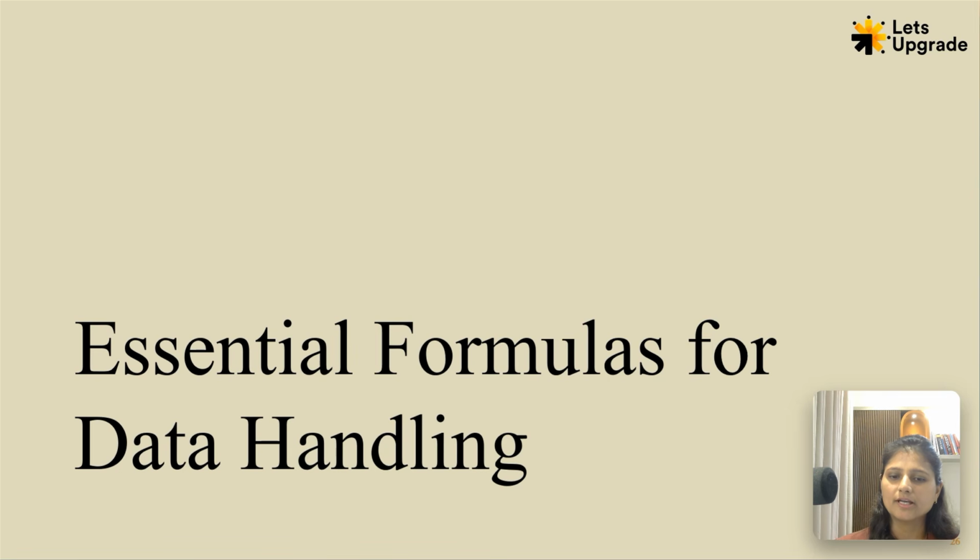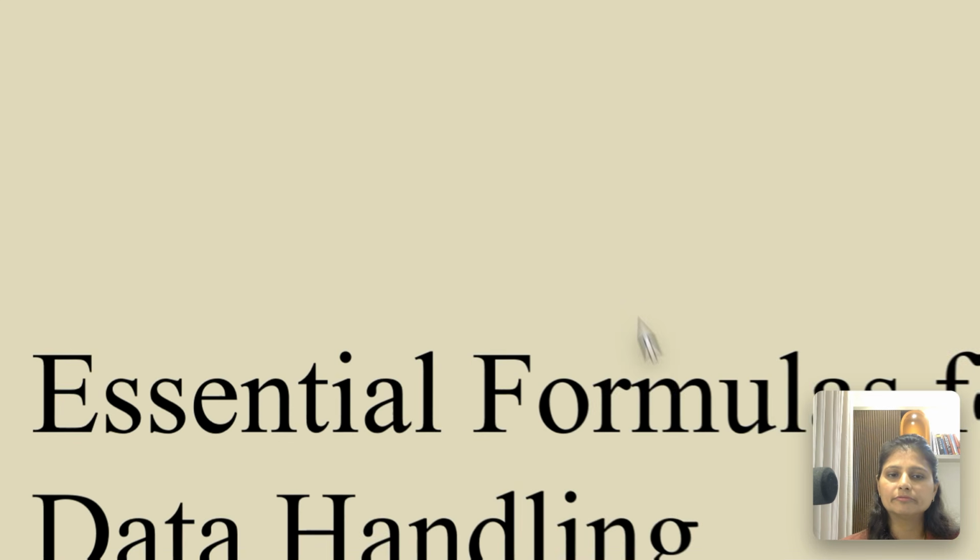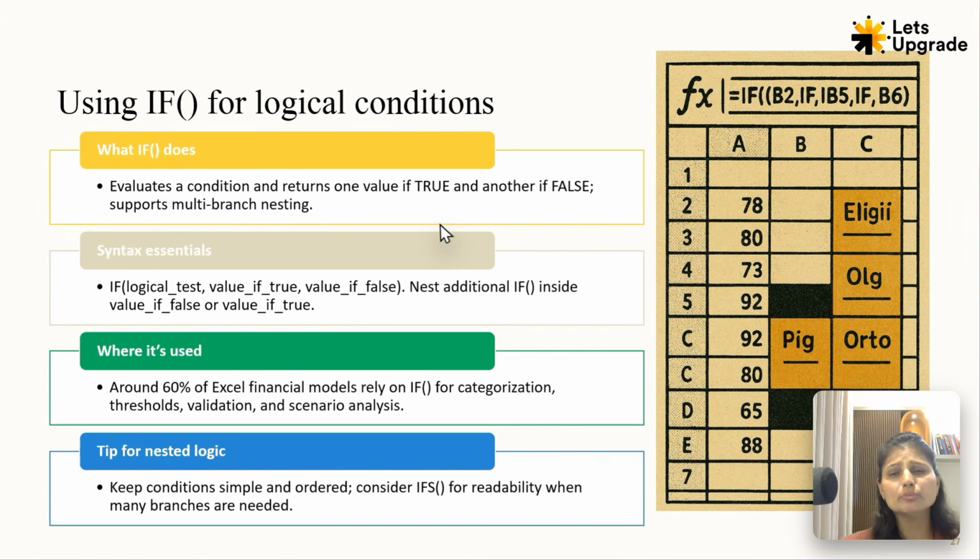Time to move to the next topic, and here we are going to explore the essential formulas which are very helpful when you want to handle a large volume of data. The first one we'll explore is the IF function, which is generally used for logical conditioning. You can evaluate a particular condition and it will return the true part if the condition is okay and the false part if the condition is not okay. You can even support multiple branches by nesting your formulas with each other. It needs just three arguments: your logical test, value if true and value if false. If you want to add more criteria, you can add one more IF within the true or false part depending on your requirements.